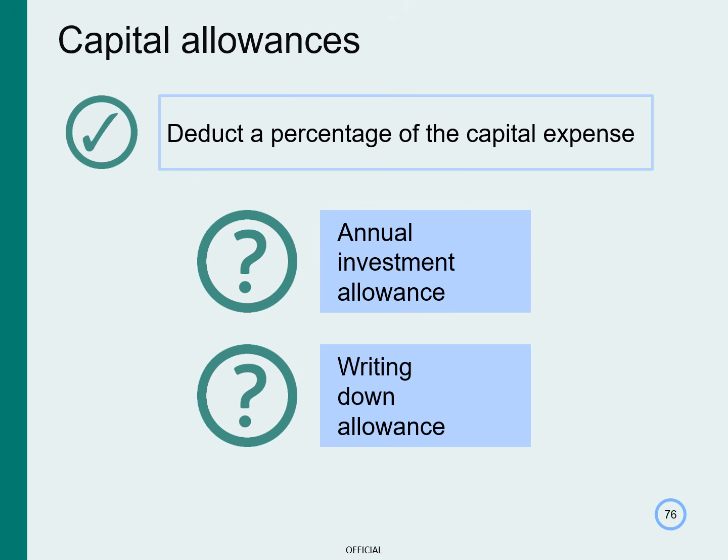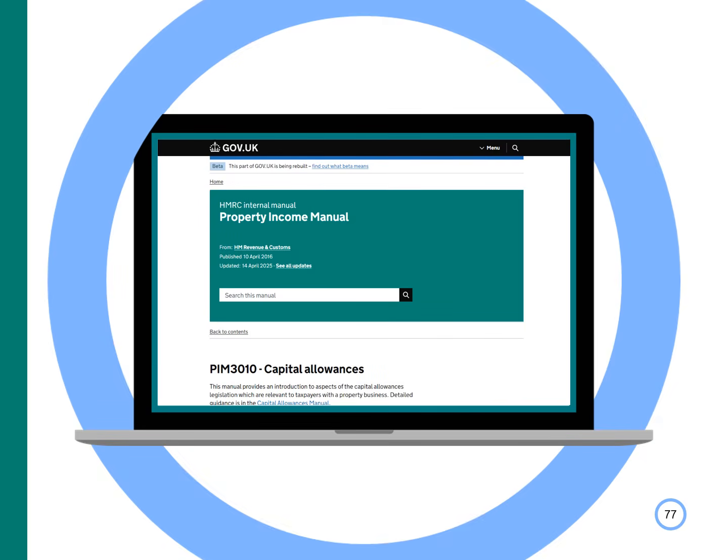Capital allowances allow you to deduct a percentage of the capital expense from your property income to work out your profit or loss. This may be what we call an annual investment allowance, sometimes known as an AIA, or a writing down allowance. You'll also see there are other allowances available, such as the Structures and Buildings Allowance and Zero Emissions Car Allowance. As well as help sheet HS252 we saw earlier, there's lots of guidance in the Property Income Manual PIM 3010 on gov.uk.